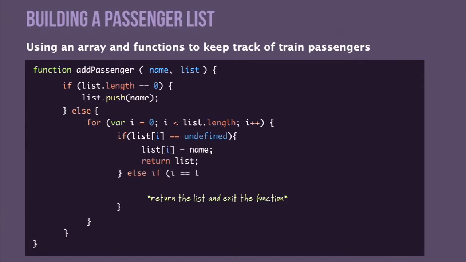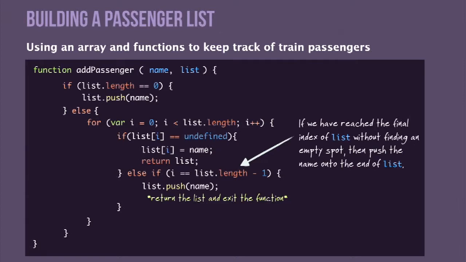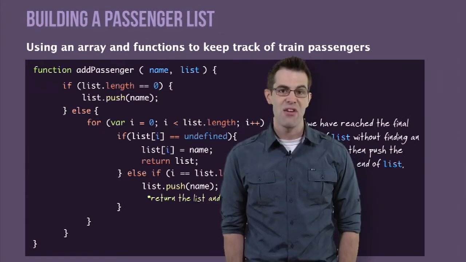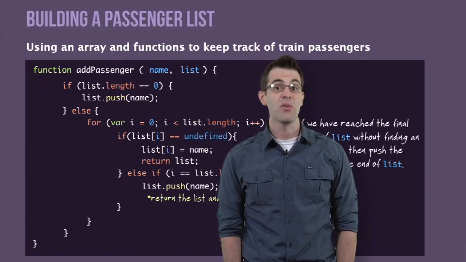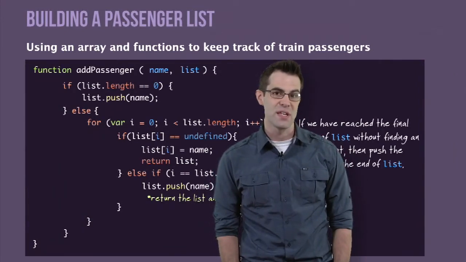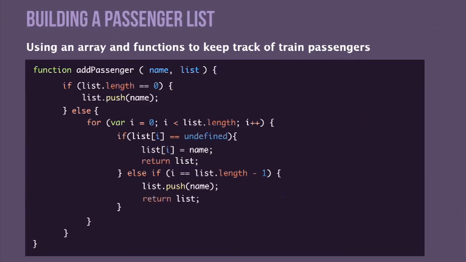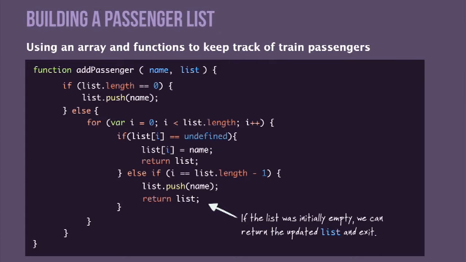Now we also have an else if statement that follows that checks to see if we have reached the very last cell of the array. If we have, what do we know? We know that we have not reached an empty spot yet for this array. So we can go ahead and push the current passenger onto the back end of the array, increasing its size. Then at the very bottom of the function, we'll put one final return list so that we can ensure that the modified list has been returned to the program.